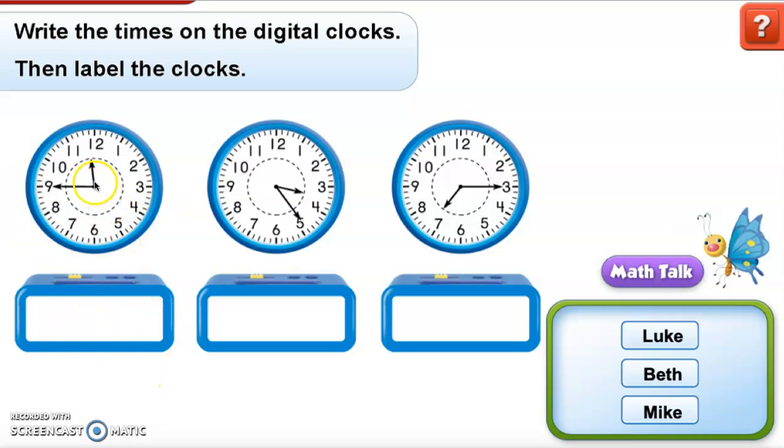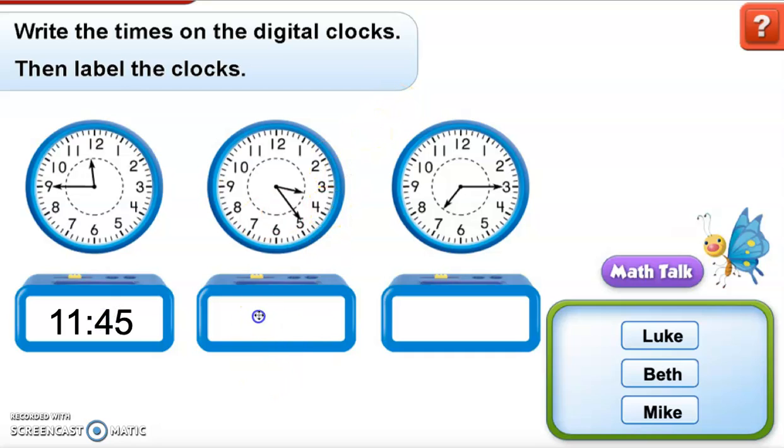So first off, we see that on this one the hour hand is pointing in between the 11 and 12, not quite at the 12 yet, but almost there. And then we see the minute hand pointing to the 9. So we know that our hour is going to be 11, so we can type that part in now. And then we're going to count by fives all the way to the 9 for our minutes. So 5, 10, 15, 20, 25, 30, 35, 40, 45. So we know that this clock is showing 11:45.